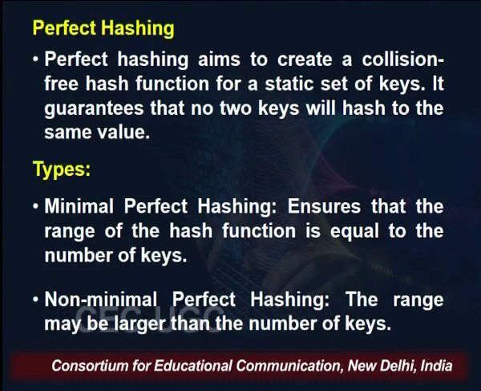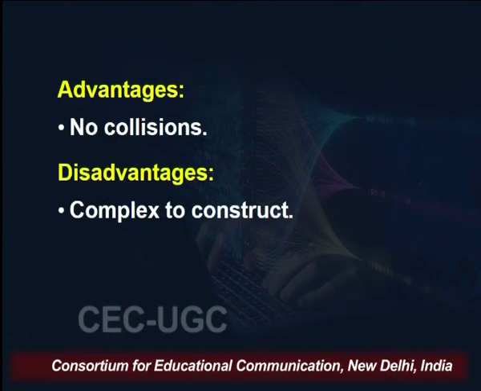Now, there can be 2 different types of perfect hashing. One is minimal perfect hashing and the other is non-minimal perfect hashing. Minimal perfect hashing ensures that the range of the hash function is equal to the number of keys, while non-minimal perfect hashing says that the range may be larger than the number of keys. So, obviously, we will be looking for the one which gives us less storage space wastage.